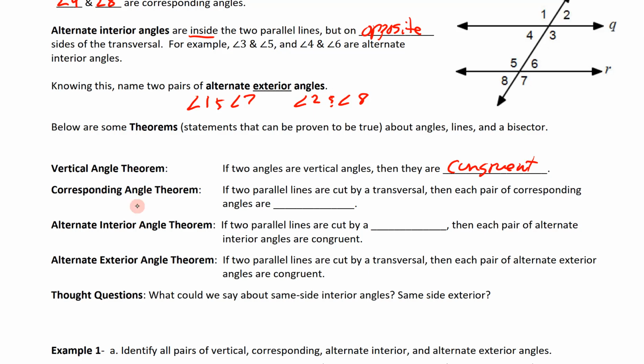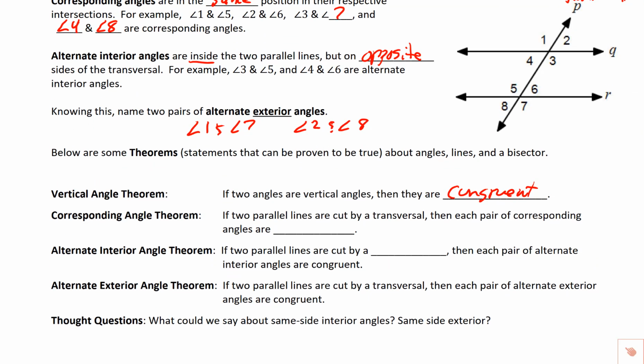Okay? Corresponding angle theorem. Those corresponding angles that we were talking about up above, they're in the same place in the intersection, like 1 and 5 and 2 and 6 and so forth. So if two parallel lines are cut by a transversal, then each pair of corresponding angles are, you guessed it, congruent. They're the same size and shape. Alternate interior angle theorem: if two parallel lines are cut by a transversal, then each pair of alternate interior angles is congruent. So angle 4 and angle 6 are congruent, and angle 3 and angle 5 are congruent.